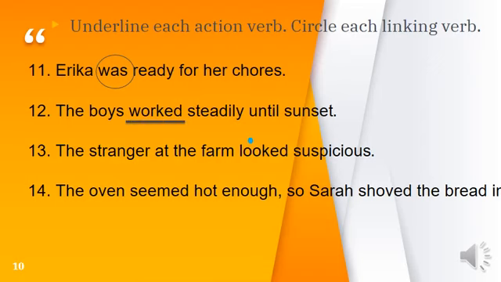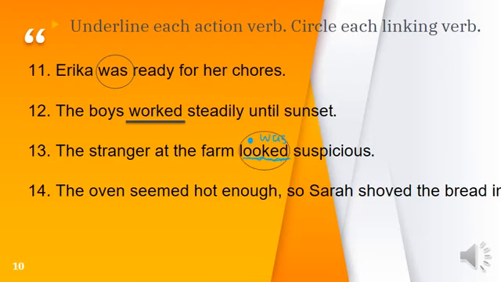Number 13, the stranger at the farm looked suspicious. So I have here the linking verb. So this is the verb looked. Can I change it with was? Yes. Let us read the sentence again. The stranger at the farm was suspicious. Does it make sense? Was suspicious? Yes, so this is a linking verb.